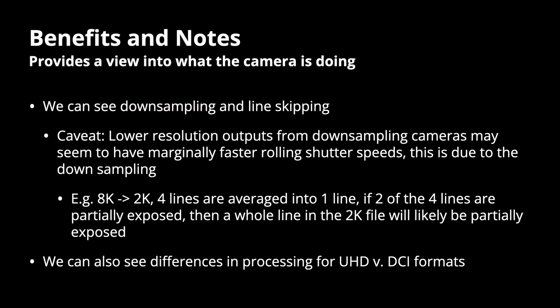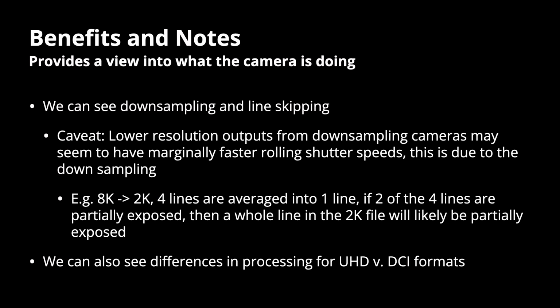Now, this whole process actually gives us some really interesting benefits compared to the more visceral mechanical process. In both cases, we can see whether the camera is downsampling or line skipping, but we can essentially look into what the camera is doing. So if a camera is downsampling, multiple resolutions when you look at the rolling shutter performance will be approximately equal.